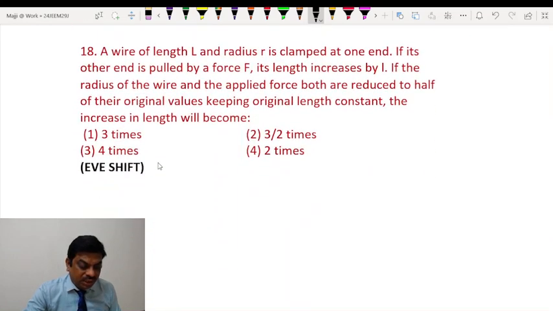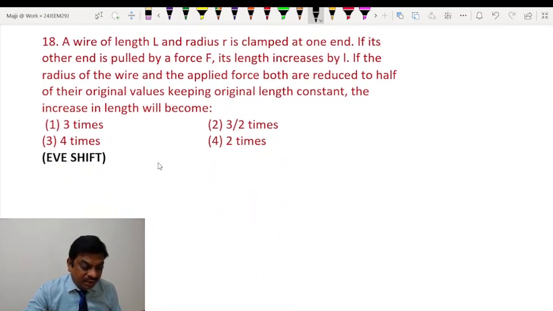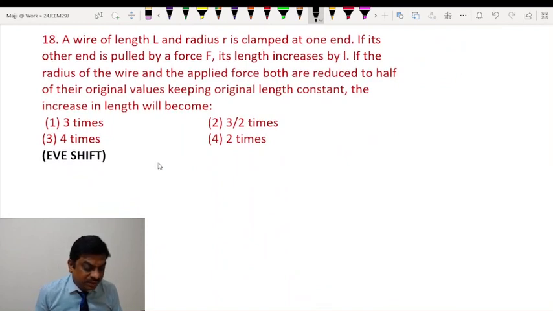Moving on to question number 18. A wire of length L and radius R is clamped at one end. If its other end is pulled by a force F, its length increases by l. If the radius of the wire and the applied force both are reduced to half of their original values, keeping the original length constant, the increase in length may be given by? Students, just observe the way I am solving, and you have to do exactly the same thing in the exam hall. This question should not take more than 1 minute.